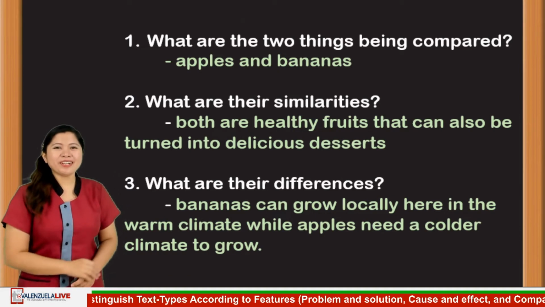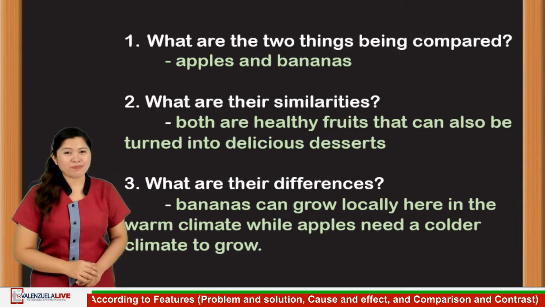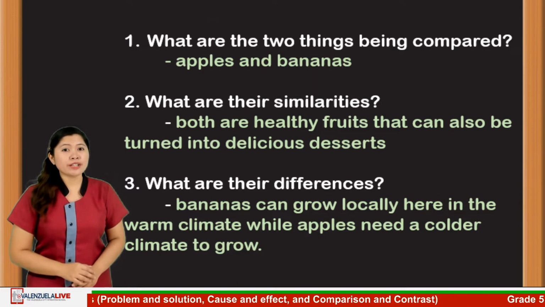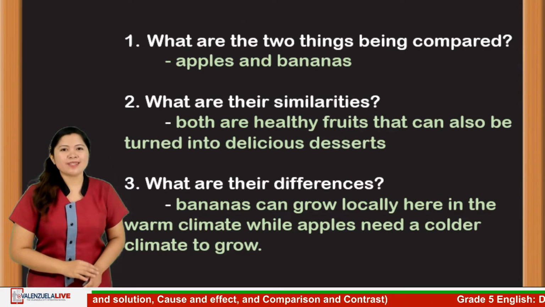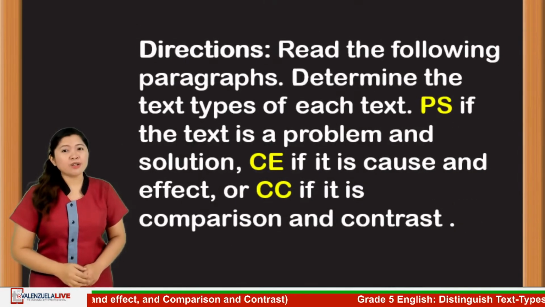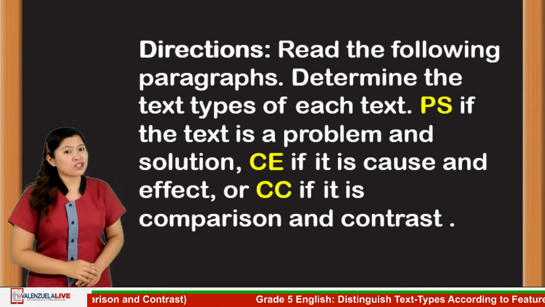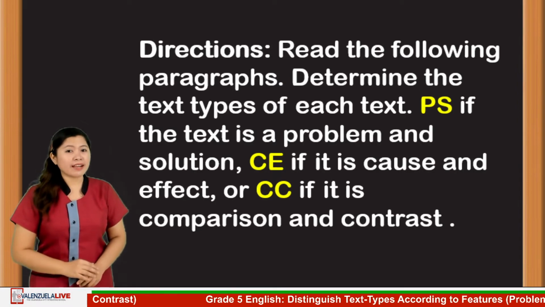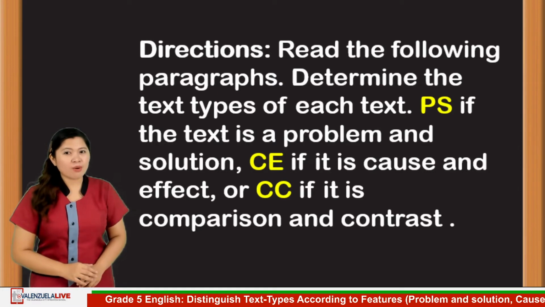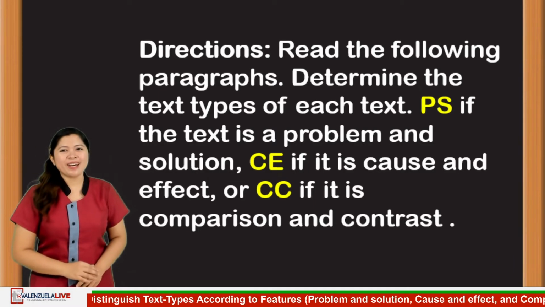Okay, very good, learners. You were able to analyze the text types according to feature. Remember to analyze the text carefully and look for clue words to identify the text type. Now, let us practice more by reading the following paragraphs that I am going to show you and determine the text type of each text. PS if the text is problem and solution, CE if it is cause and effect, or CC if it is comparison and contrast. Text number 1.